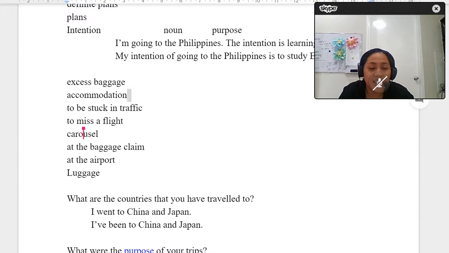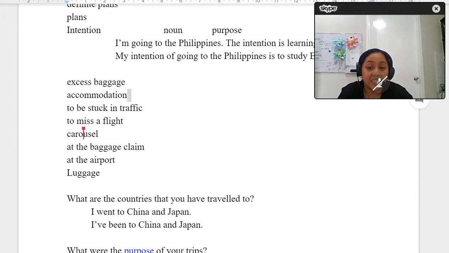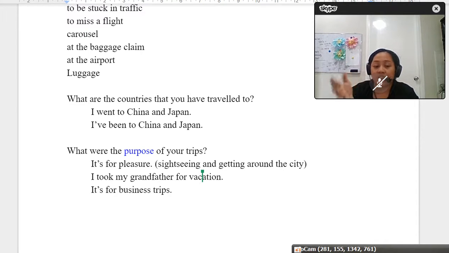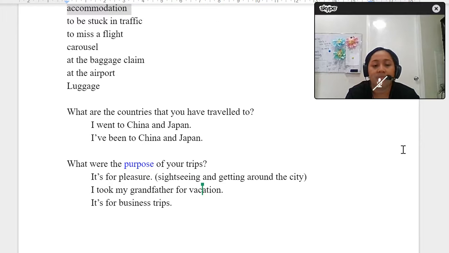Next, what are the other words from the vocabulary that you are not familiar with? Travel for work, definite plans. Excess baggage. Excess. Do you know baggage? Yes, luggage. Baggage or luggage. Excess means, sometimes when we go beyond our limit in kilos. For example, we're given 20 or 23 kilograms. When you go beyond that, excess, which is an adjective, means too much. Oh, too much. Okay.